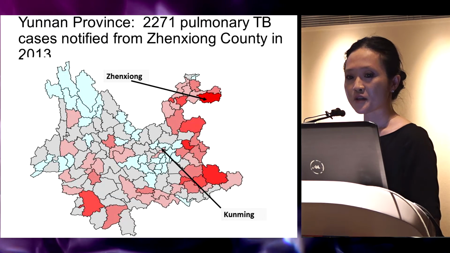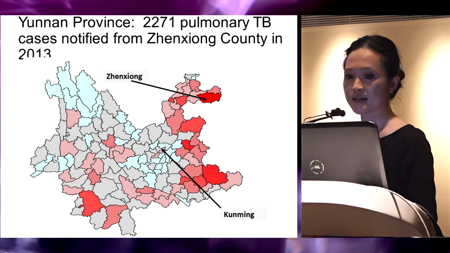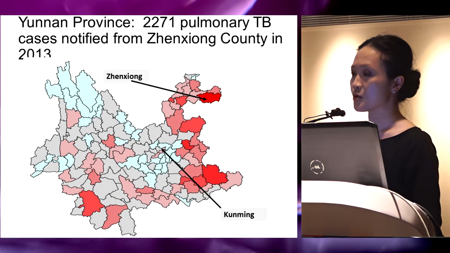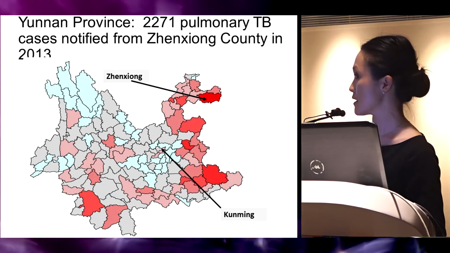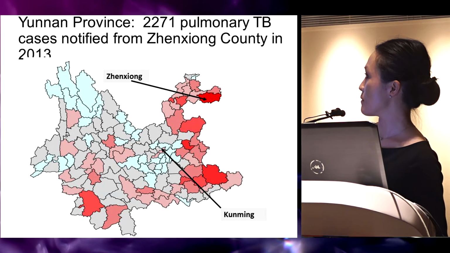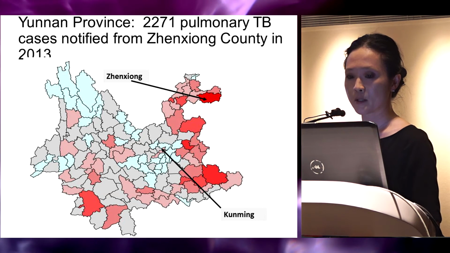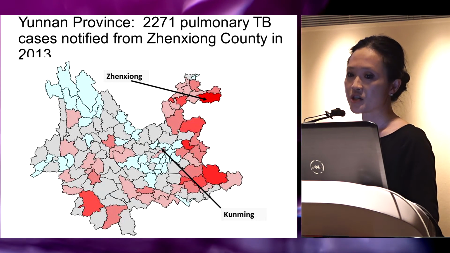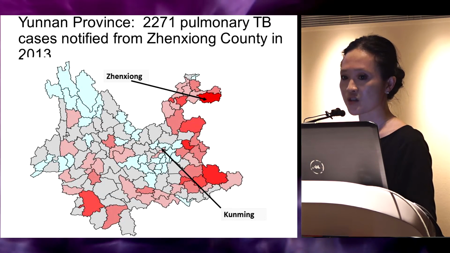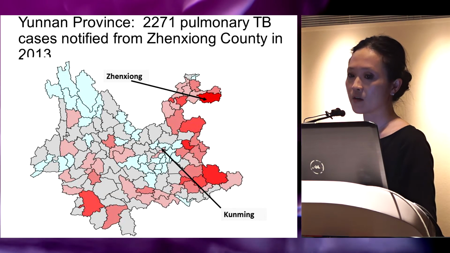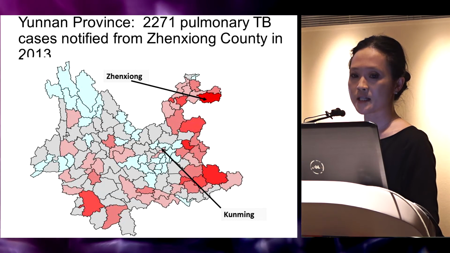Okay, so now switching gears a little bit, I'll talk about improving diagnostic accuracy and some of the challenges that we face in Yunnan. This is a map showing case notification for the province. Kunming is the capital city in the province, and as you can see, the case notification is actually not that high for Kunming, with the blue color in the middle. In contrast, Zhenshong County, which is a very rural, very poor county, one of the poorest counties in the country of China, has the highest case notification in the province. In the year 2013, over 2,200 pulmonary TB cases were notified.